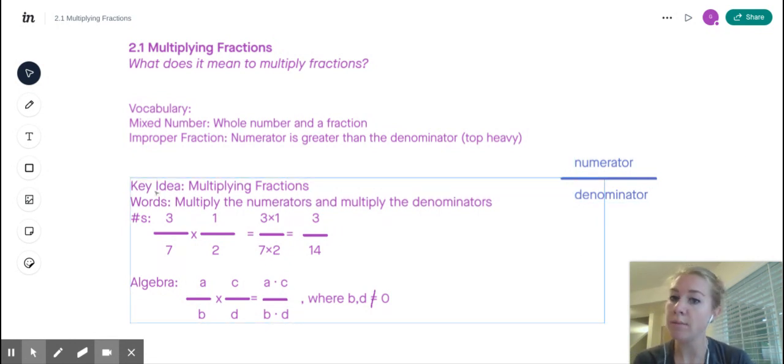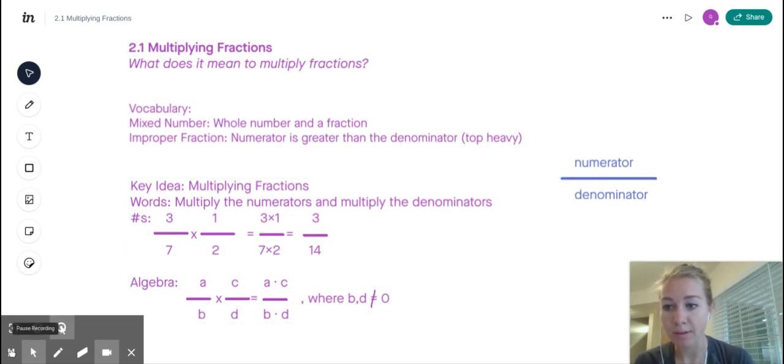Okay, so we'll get into multiplying fractions here in the next few examples. So keep watching the videos.